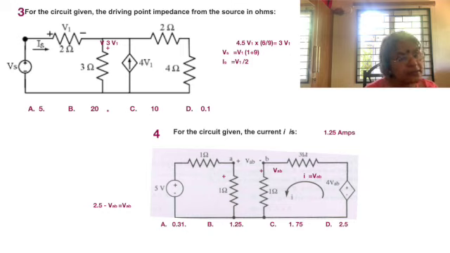So Vs by Is will give you the driving point impedance, equal to 10 V1 divided by V1 by 2, which is equal to 20 ohms. Very simple problem. I hope it has been marked as answer B from amongst the multiple choices given.